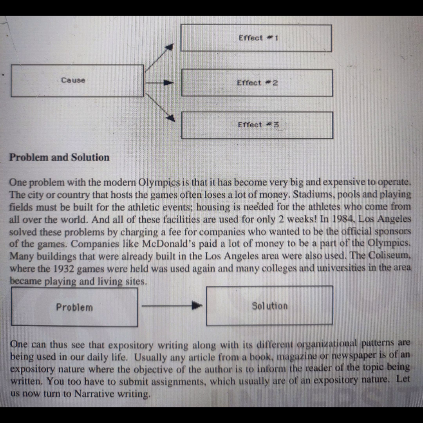Solution. One can thus see that expository writing along with its different organizational patterns are being used in our daily life. Usually any article from a book, magazine or newspaper is of an expository nature where the objective of the author is to inform the reader of the topic being written. You too have to submit assignments, which usually are of an expository nature.